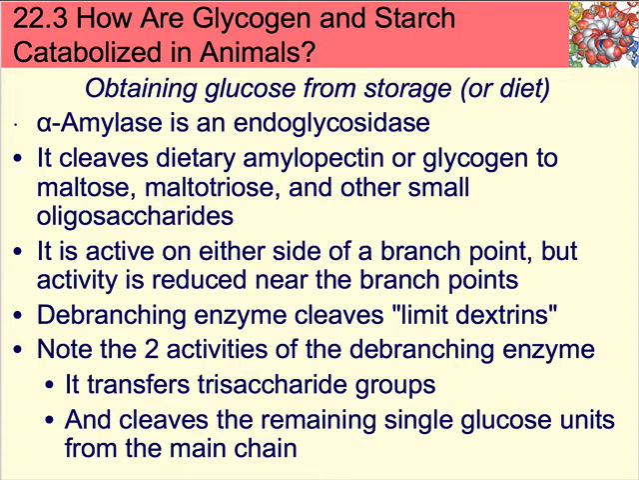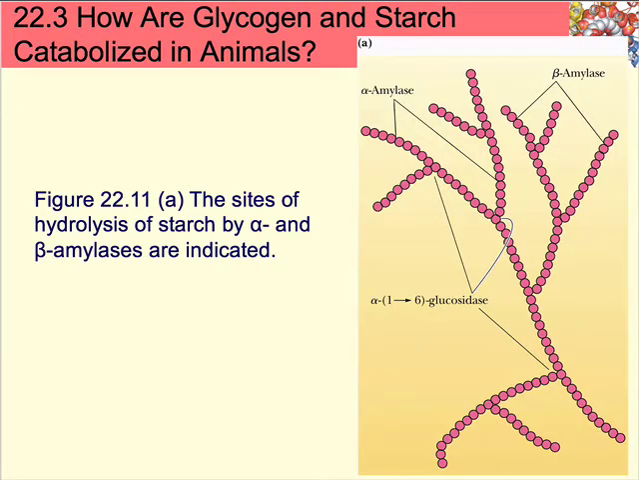It's active on either side of a branch point, but the activity is reduced near the branch points. There is a special debranching enzyme that cleaves what are left, and those are referred to as limit dextrins. Note there are two activities of the debranching enzyme. First of all, it transfers trisaccharide groups, and secondly, it cleaves the remaining single glucose units from the main chain.